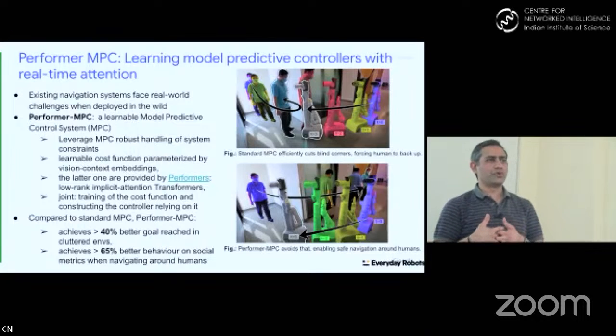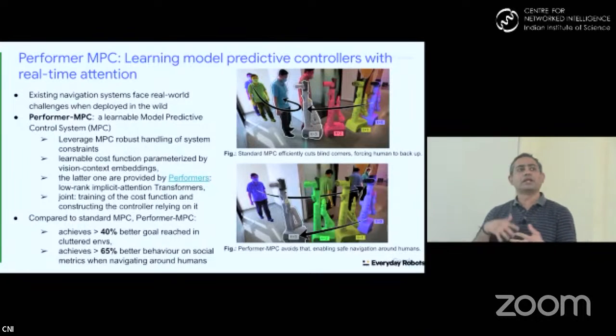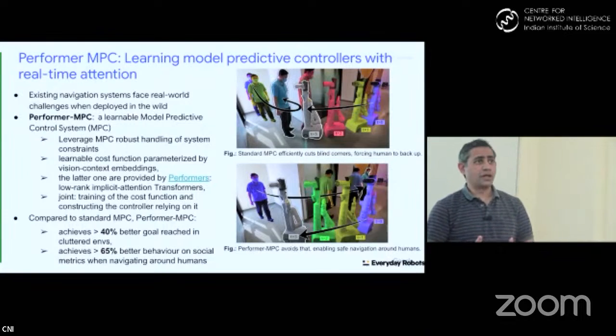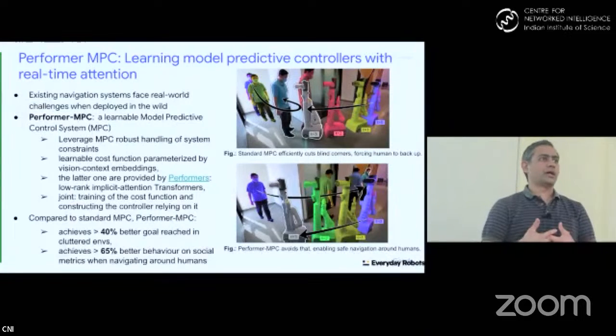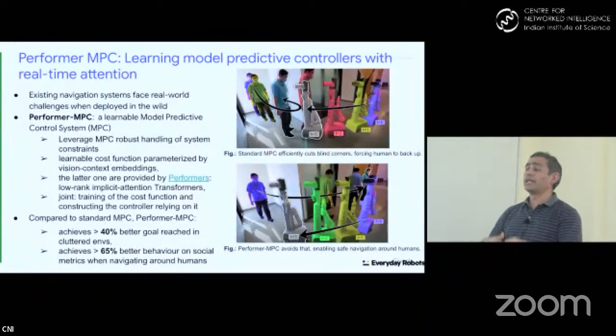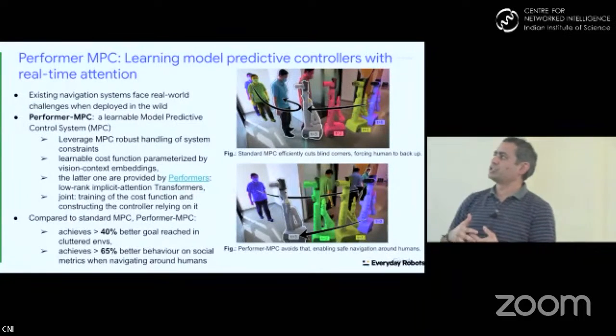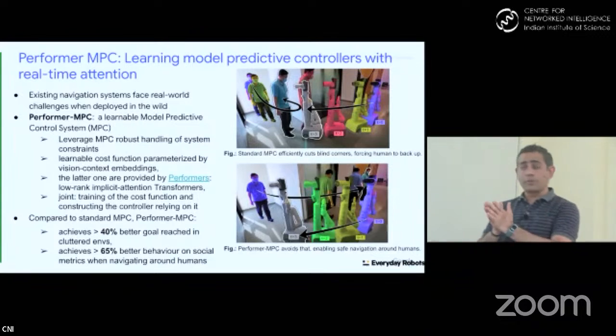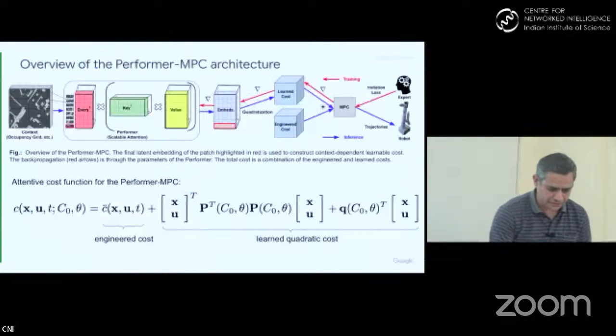So what we wanted to do was, can we make it a learnable cost function so that we can demonstrate to the robot how to behave in a socially good way, and then learn it end to end? That was the genesis of what we call Performer MPC. It has basically two parts. One is the learnable cost function part, and the second is the performer part, right? So let me expand on that.